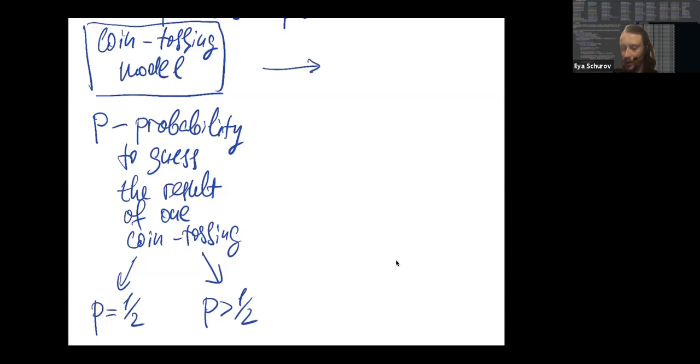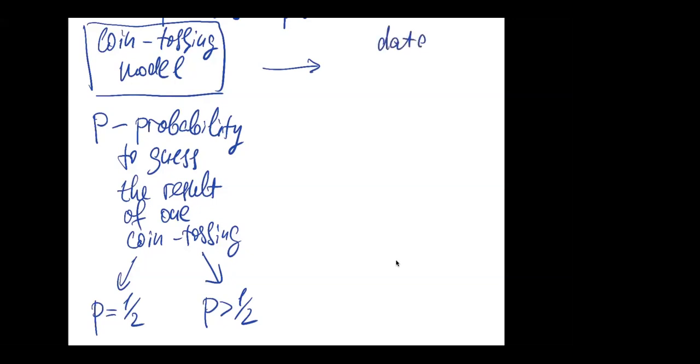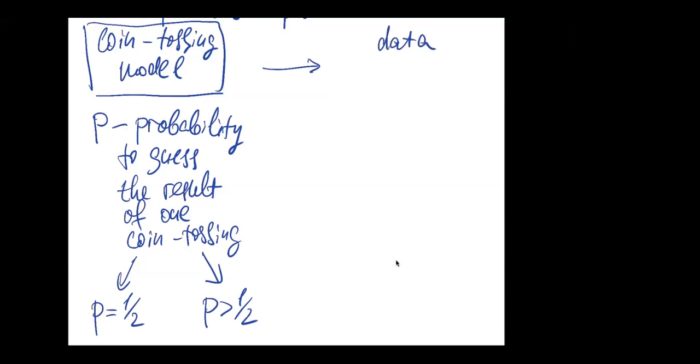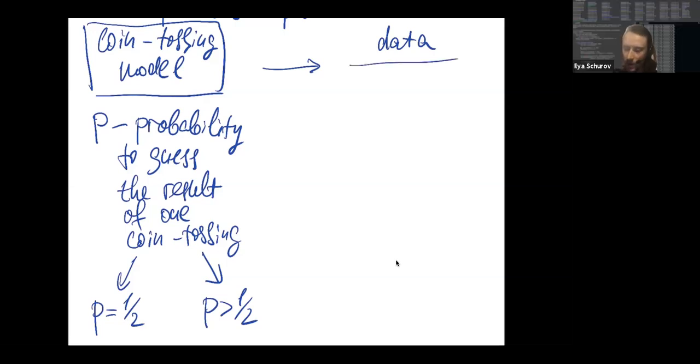And then when we perform our experiment, we have our data. What kind of data do we have in this experiment? So if we actually conducted this experiment, what kind of data would we obtain? Actually, this data can be encoded. Under my experiment, I understand the following: that we do these coin tossings, and in parallel, we ask our magician to predict the results. And as the result of our experiment, it can be encoded in different ways.